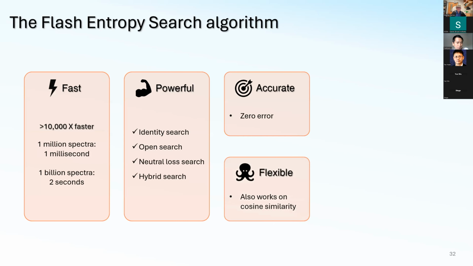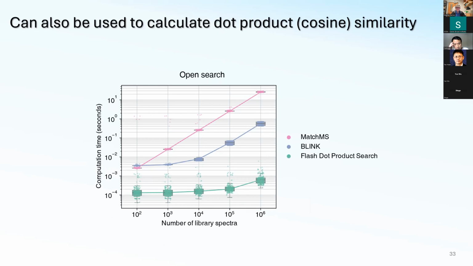I also want to mention our method is very flexible. If you make some modifications, it can also work for other spectral similarity measures. For example, as I told you, the entropy similarity works better than the dot product similarity. However, if for some reason you still want to calculate the dot product similarity, you can also use our algorithm. Here I just showed our algorithm calculating the dot product similarity. You can see it also has very good performance. You can search 1 million spectra in less than 1 millisecond.